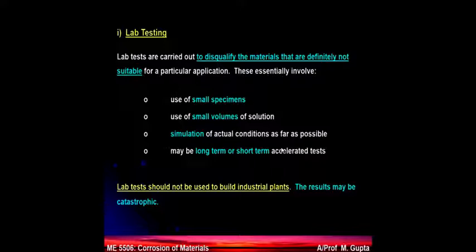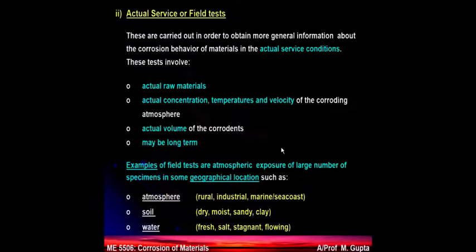When you really want to use your data for establishing new industries and so on and so forth, you must try to go for actual service condition. When we say actual service condition, that means your material has to be the actual raw materials, actual concentration, actual volumes, and it can be short-term or long-term. So essentially, we do not simulate the condition. We subject them to exactly the same situation as they will experience once that particular industry is performing. Now, examples of field tests are shown here.